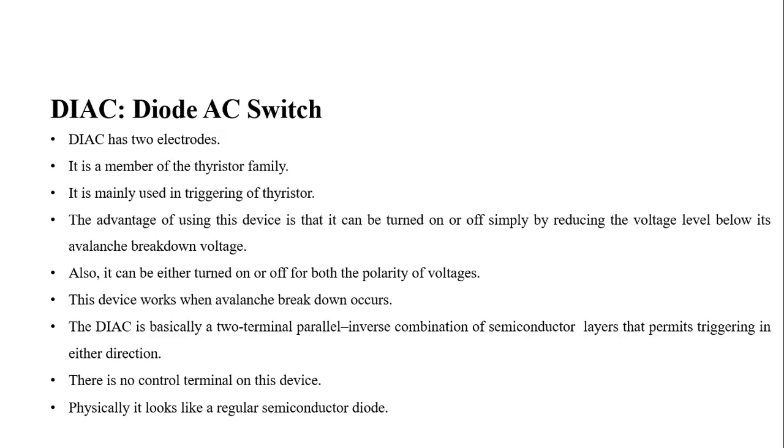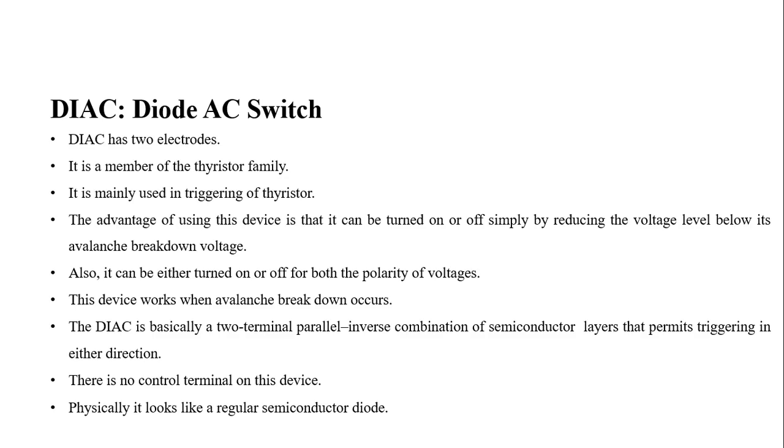The next one is the diode AC switch, the DIAC. It has two electrodes. It is a member of the thyristor family, and it is mainly used in triggering of thyristors. It can be turned on simply by exceeding its avalanche breakdown voltage. Also it can be turned on for both polarities of voltage. This device works when an avalanche breakdown occurs.